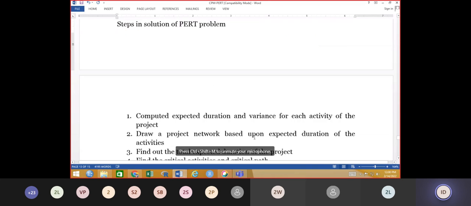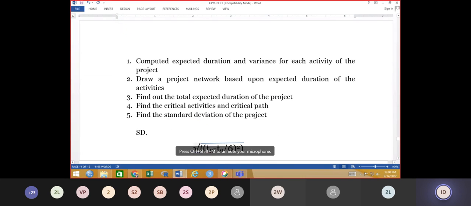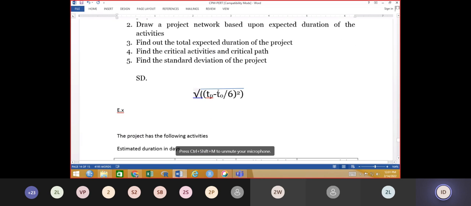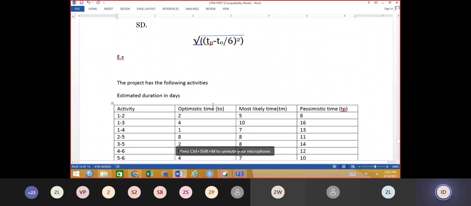Steps in solution of a PERT problem. First of all, we have to calculate the expected duration and variance for each and every activity. Then draw a project network based upon the expected duration of the activities, find the total expected duration of the project, find the critical activities and critical path, and find the standard deviation of the project. This is the formula.